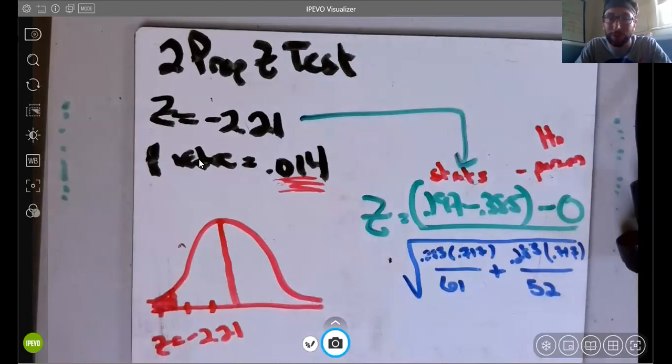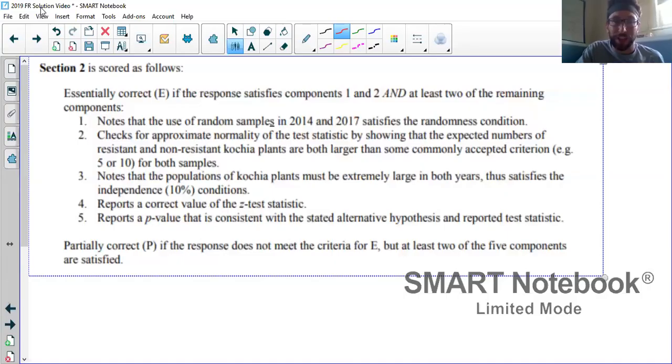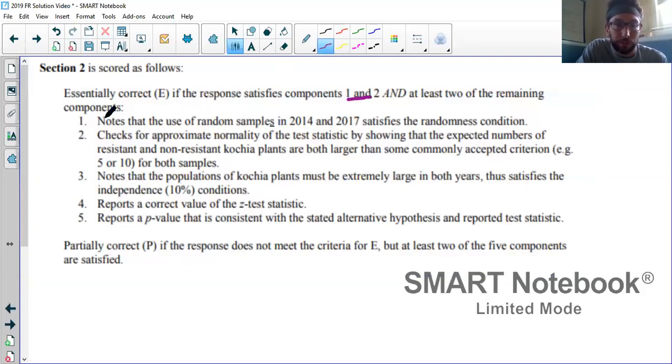So back to our little slideshow here. Let's see what we got going on. What's next? So section 2. We need 1 and 2. Notes the use of random samples. Got that. That's an easy one. We better never get that wrong.